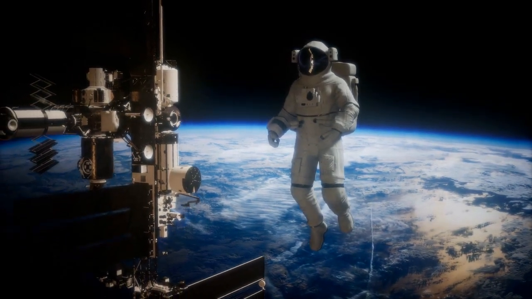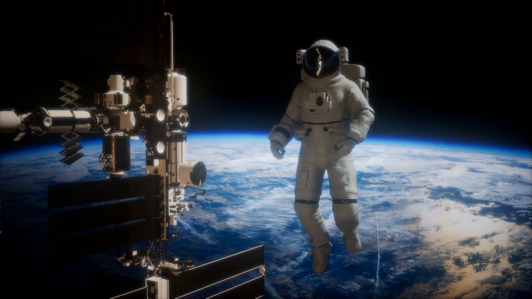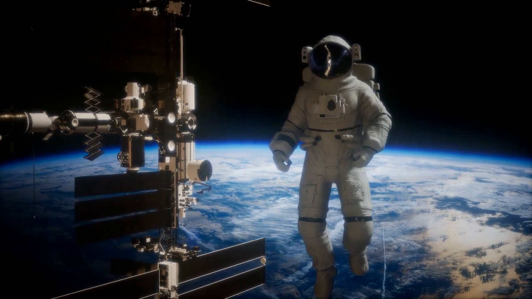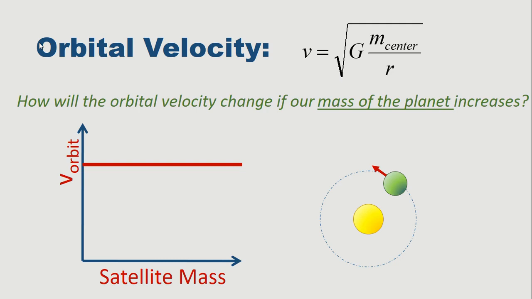The consequence of this is that all objects at the same orbital radius will travel at the same orbital speed, meaning that if you were orbiting in the International Space Station and jumped out, you would continue to orbit with the same orbital velocity as the International Space Station.